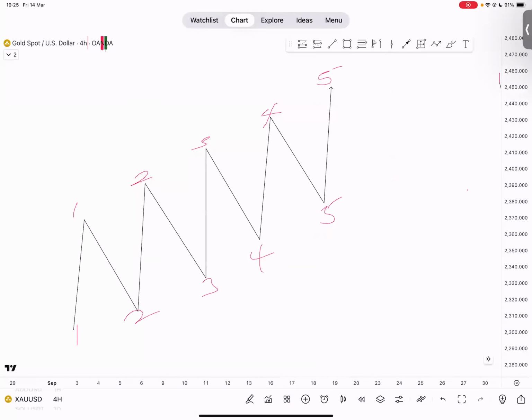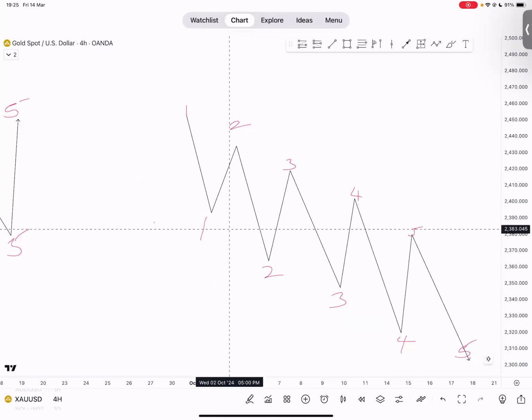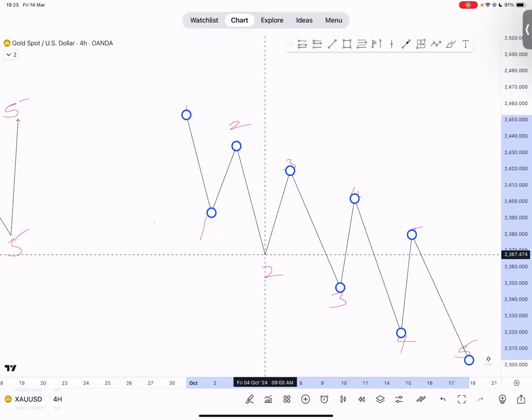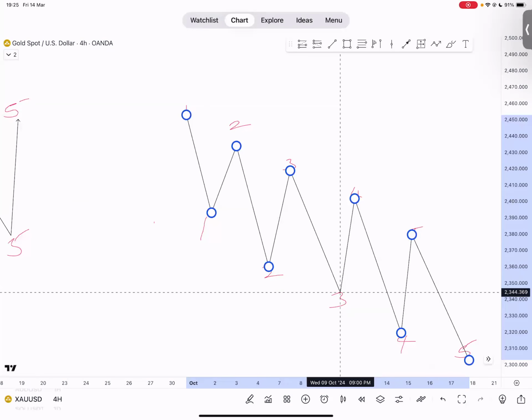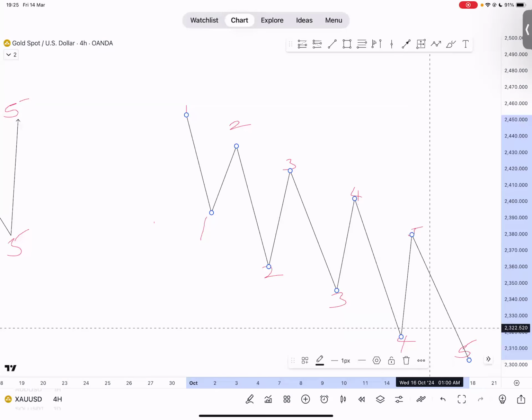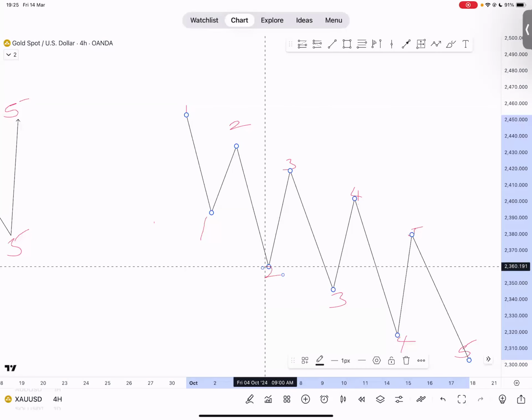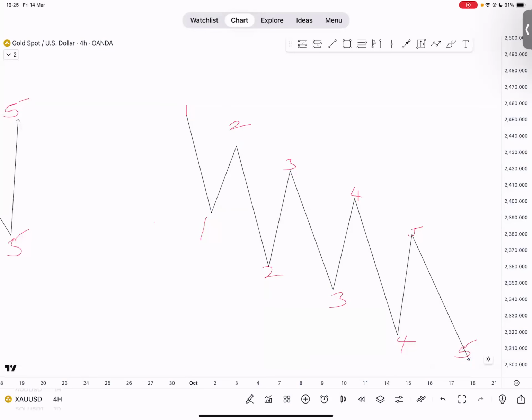In a downtrend, the lows are what's targeted because price must go below them. 5 must go below 4. 4 must go below 3. 3 must go below 2. Right? So which means that in a downtrend, the lows are what's targeted.